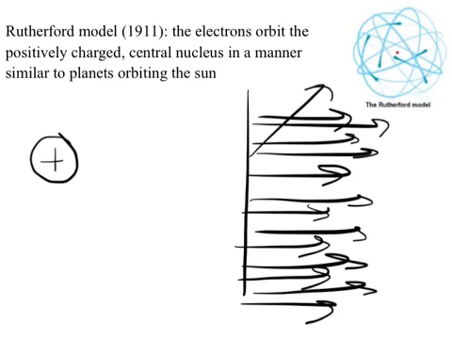Now, unfortunately, one thing that it also caused was the idea that the atom seems to be unstable. Why would somebody think this model is unstable? What does unstable mean?